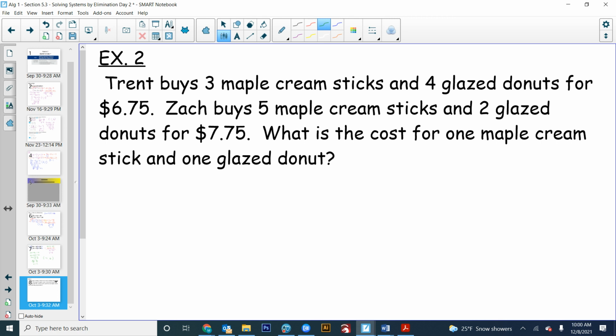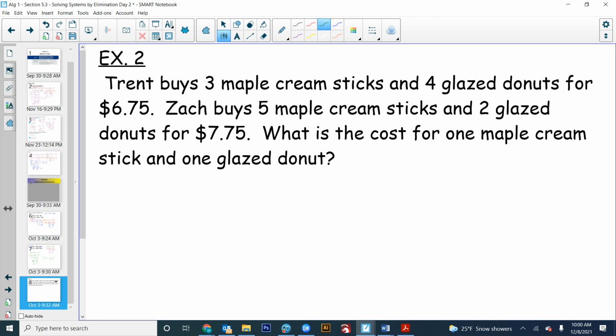Trent buys 3 maple cream sticks and 4 glazed donuts. Glazed donuts are trash. For $6.75. Zach buys 5 maple cream sticks and 2 glazed donuts for $7.75. What is the cost for 1 maple stick and 1 glazed donut? Obviously, they're trying to lead you into making 2 equations. Do you see it?